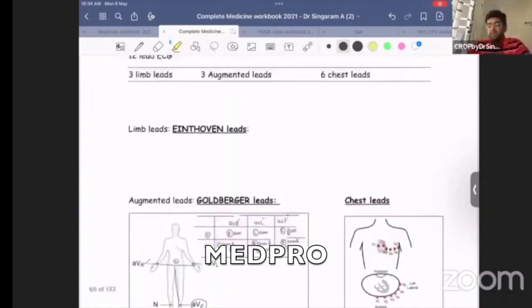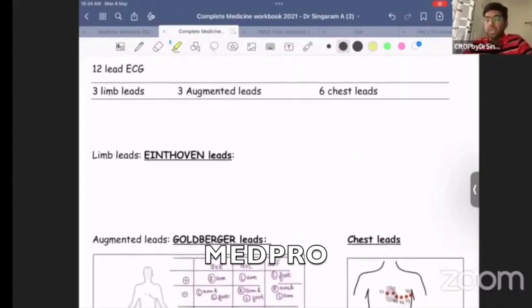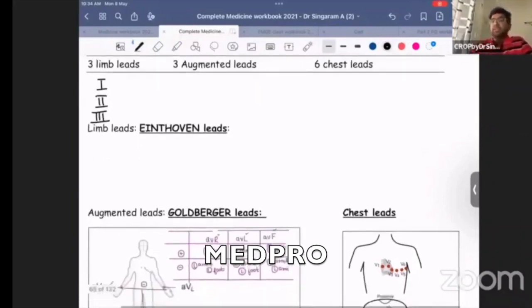Okay, right? What we follow typically is called the 12 lead ECG, where you have 3 limb leads, 3 augmented leads, and 6 chest leads. The limb leads are defined like this: 1, 2, and 3. The limb leads were the first type of leads used to record the ECG, which we call the Einthoven leads. I think you can recollect what the Einthoven leads refer to. Einthoven leads is something like this.